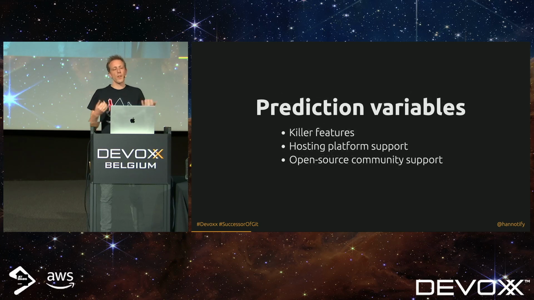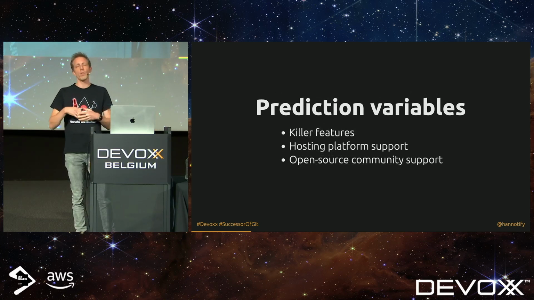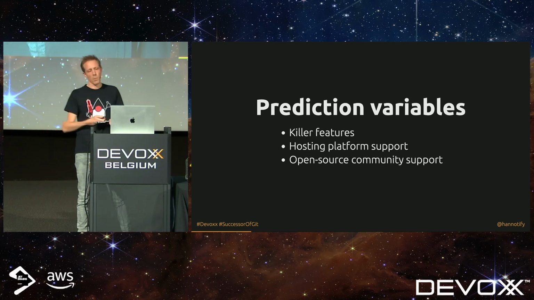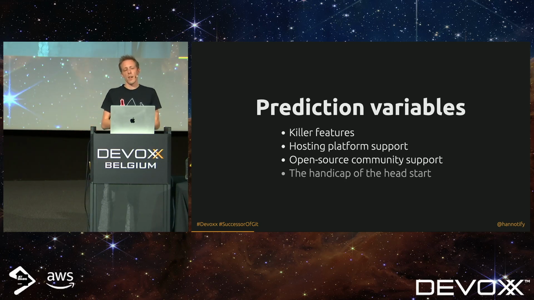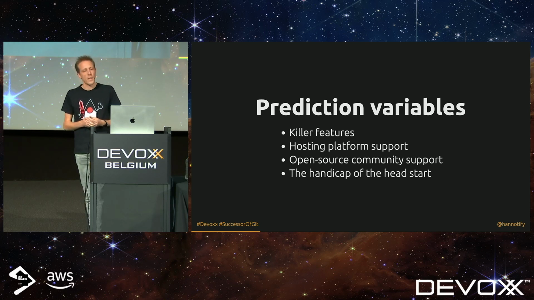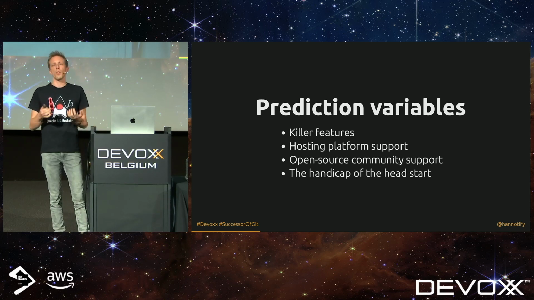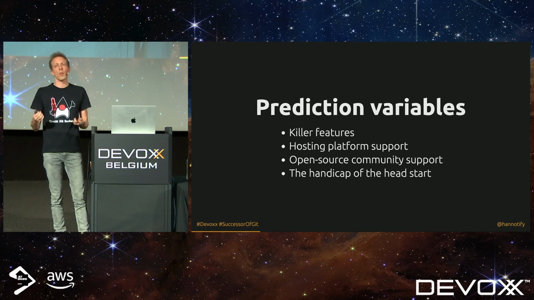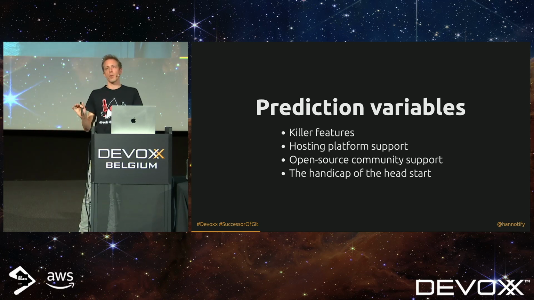And I really like to use these strengths of Git as prediction variables, factors that will influence our prediction for the next big thing. And I would like to add another one. I call it the handicap of the head start, because it's always the hardest for the top product to remain the top product. Only if you innovate regularly, you will remain the top product. And not every product has managed this.